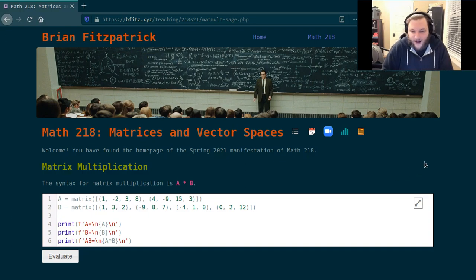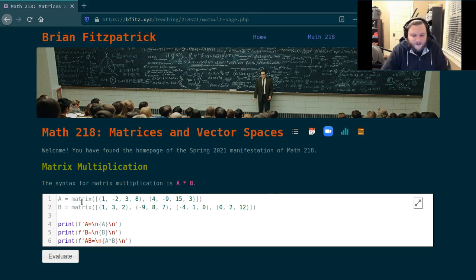Okay, so hopefully by this point you've watched the entire lesson on matrix multiplication. Even though there's lots of interesting stuff in that lesson, there's not much computationally to include here, except for just what it means, or the syntax for multiplying two matrices together in Sage. So I have that predefined here. The syntax is exactly what you would expect it is, A star B, where A and B are matrices that you're allowed to multiply together.